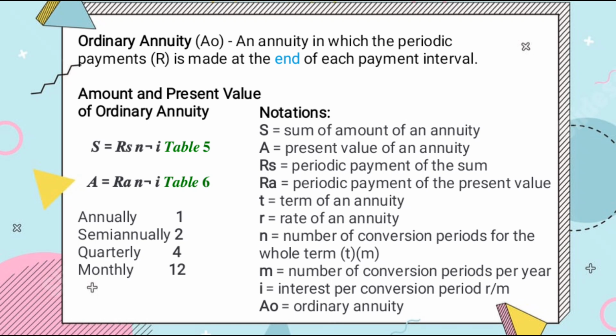On the side, there are four: annually, semi-annually, quarterly, and monthly. And I is the interest per conversion period. To get the I, you need to divide the R by M. Plus the A sub O, that sign is called an ordinary annuity.